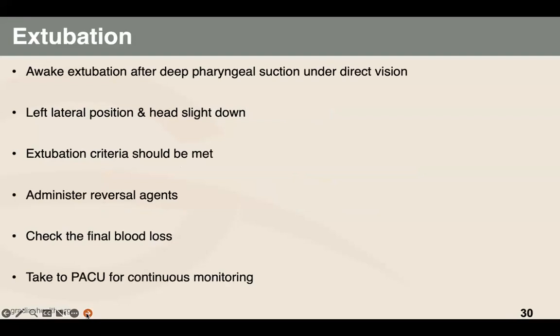Then extubation: awake extubation after thorough suction under direct vision. Awake extubation because, as we mentioned, they are difficult airways, so we are more comfortable extubating them fully awake. Where applicable, also place the mother in a left lateral position with a slight head down tilt, and administer the reversal agent neostigmine with your atropine. Monitor your blood loss, and then you continue monitoring the mother in the post-anesthesia care unit. Next slide.